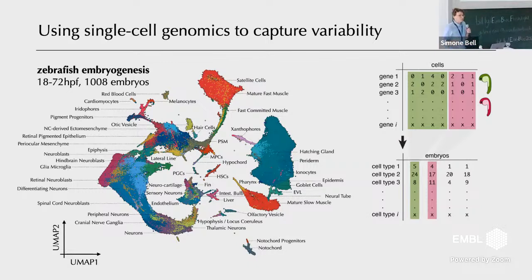And one last technical note, in case anyone's interested, this approach samples about 10 to 20% of the whole embryo at this stage. So that's about 2,000 to 5,000 cells per embryo.